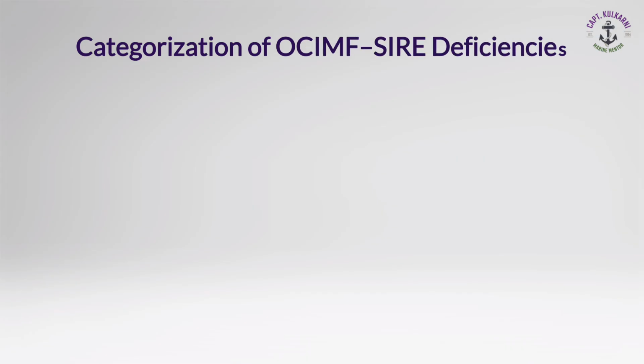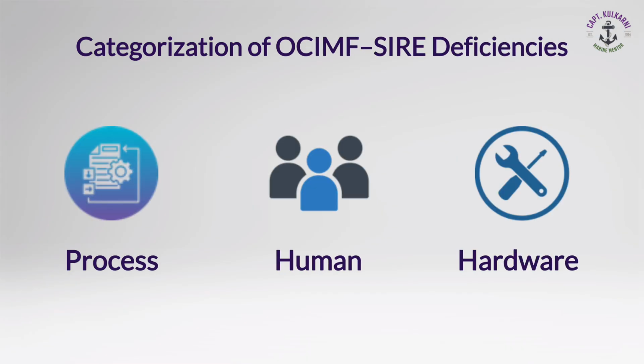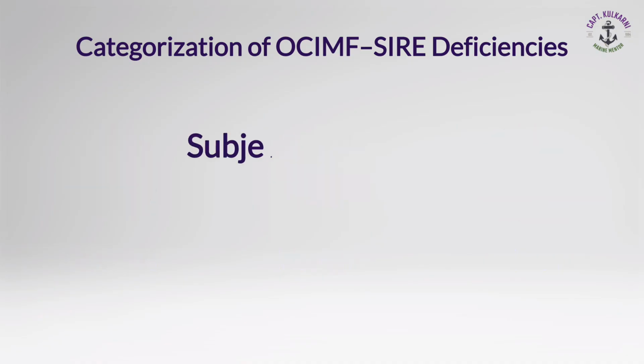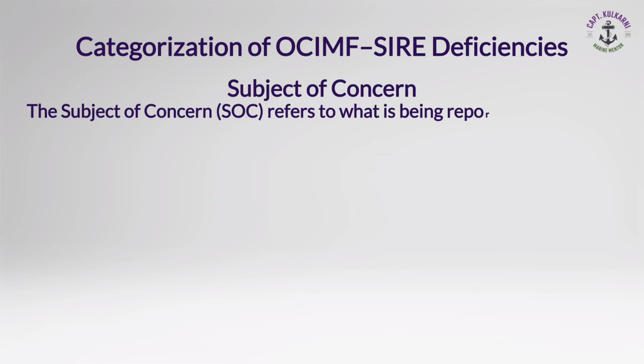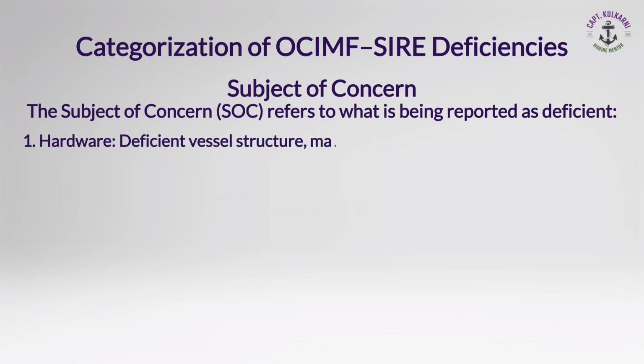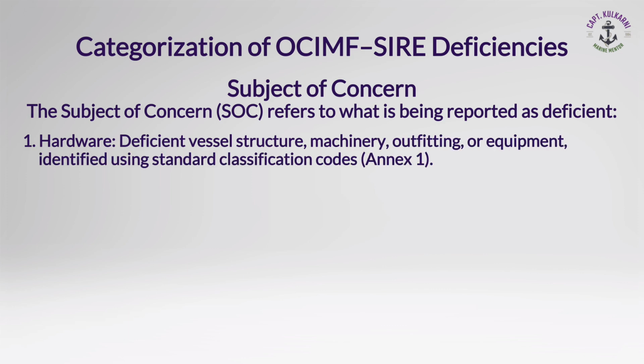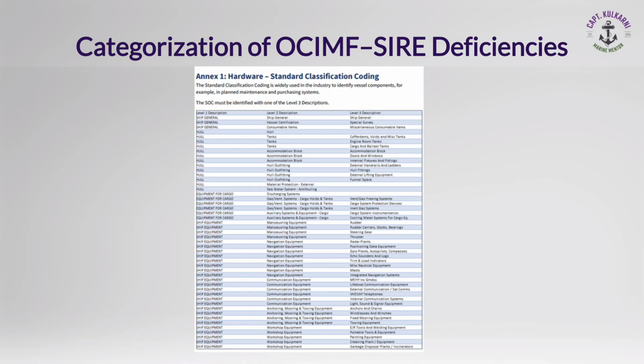The categories, process, human and hardware, are each further subdivided into two categories, subject of concern and nature of concern. The subject of concern refers to what is being reported as deficient. In case we have hardware coming up, where exactly is the subject, and the category and the numbering or coding is given in Annexure 1.